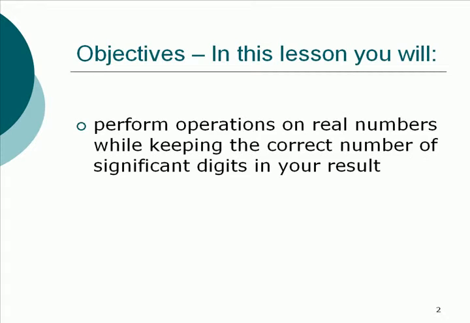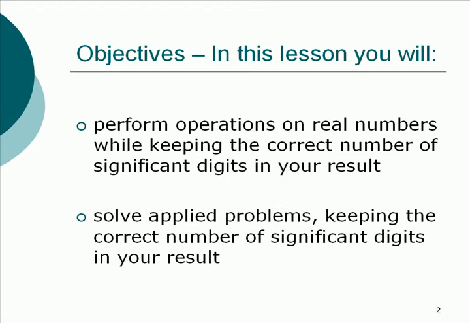Here's what we want to do. Two primary things we want to work on today. We want to perform the operations on real numbers, and we want to make sure that we keep the correct number of significant digits in your result. You can't have a result of a computation that's more precise or has better accuracy than the information you start with. And then we're going to look at a couple of simple applications where you can see why significant digits are reasonably important. And again, we want to make sure that we report our answers with the correct number of significant digits.